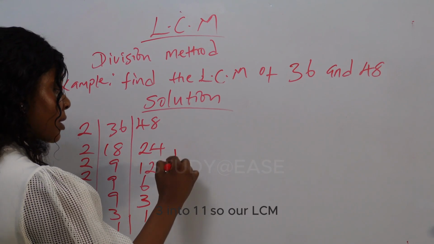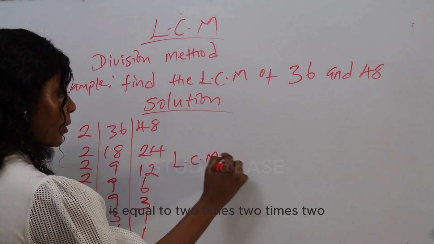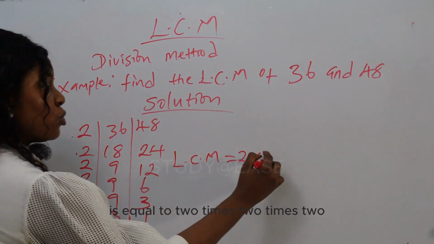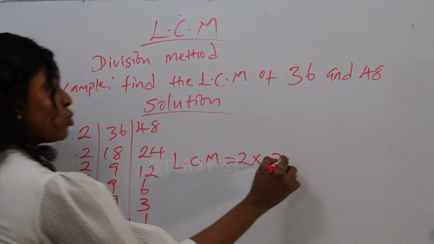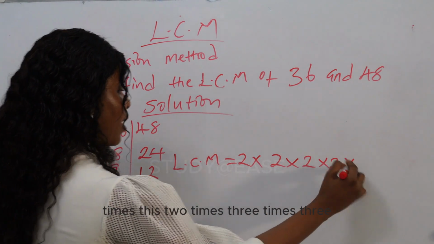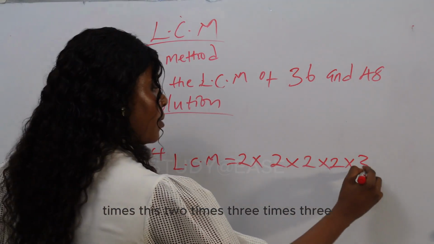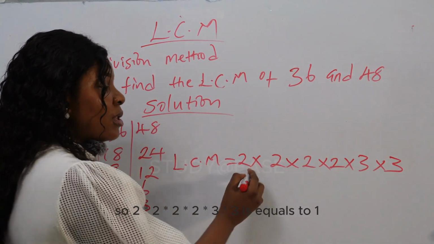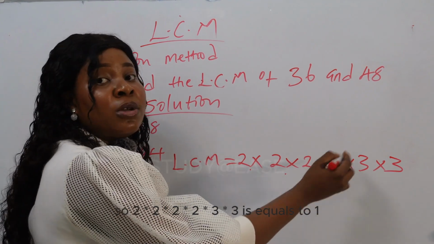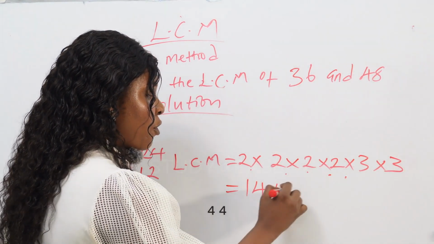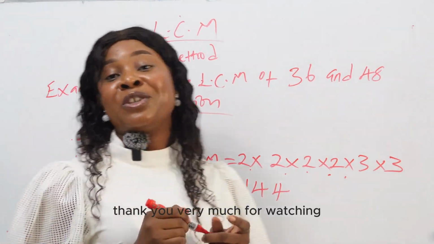So our LCM is equal to 2 times 2 times 2 times 2 times 3 times 3, which is equal to 144.